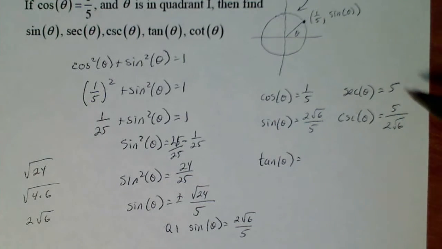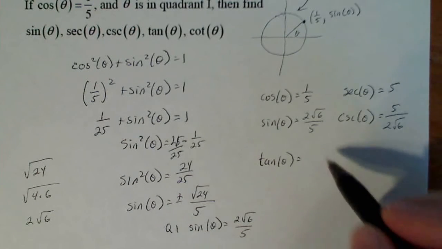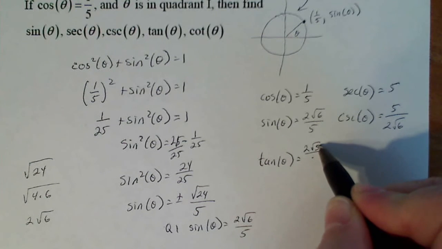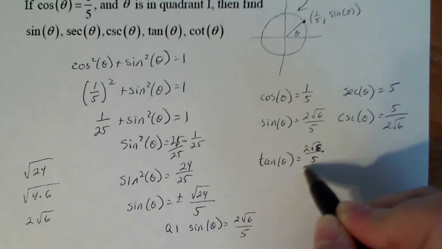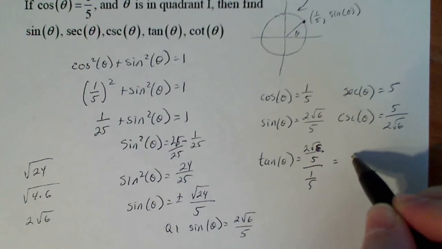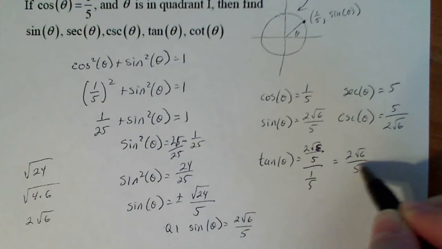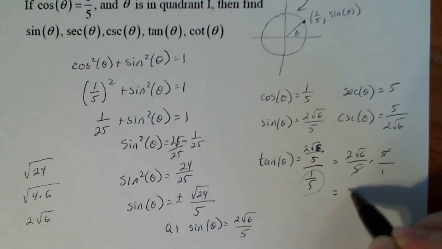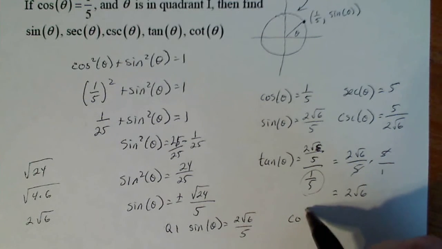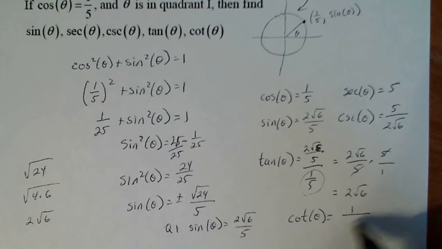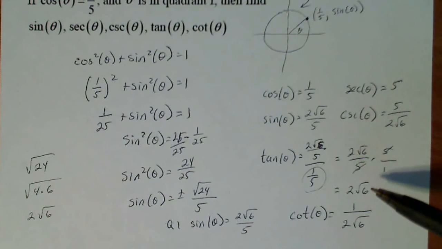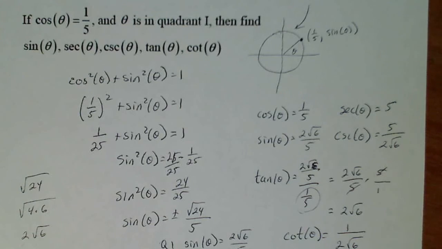Now, depending on your teacher, you may have to rationalize that, but if you're in my class, you don't have to. Tangent theta is just sine over cosine. And if I simplify that, I have 2 square root of 6 over 5 times the reciprocal of this guy. Those guys cancel, so tangent of that theta is 2 square root of 6. And the last one is cotangent of theta, which is just the reciprocal of tangent, 1 over 2 square root of 6. And so we have all 6 trig functions defined based on the fact that we knew that cosine of theta was 1/5.